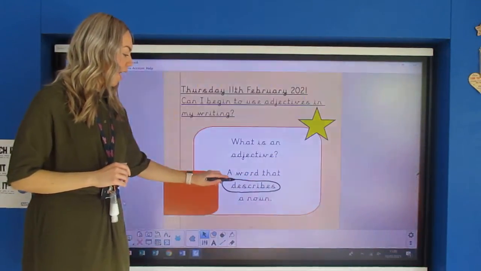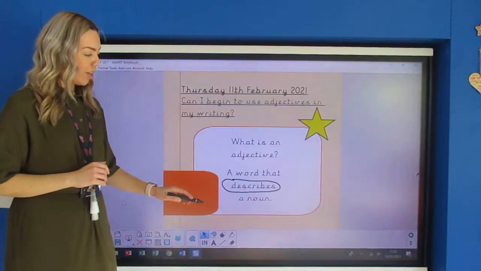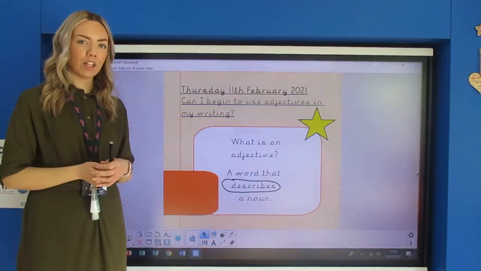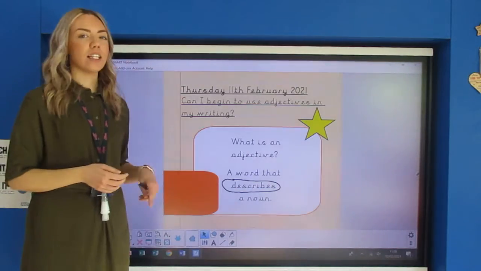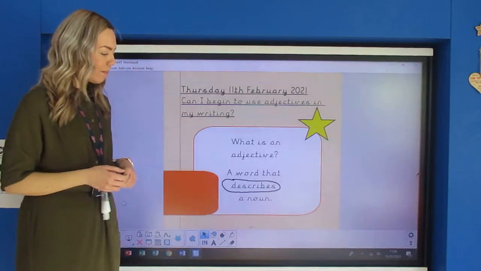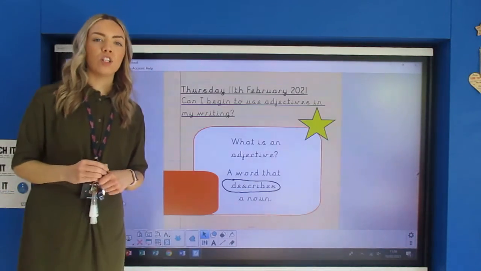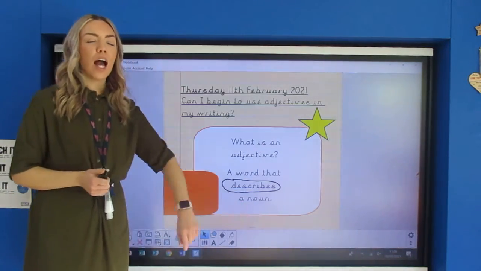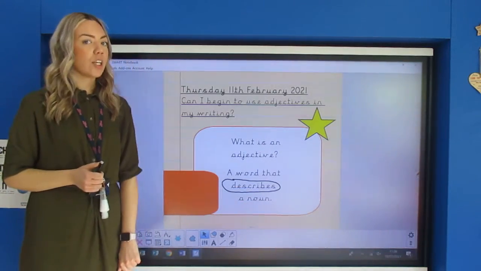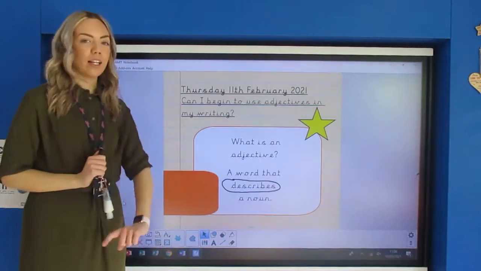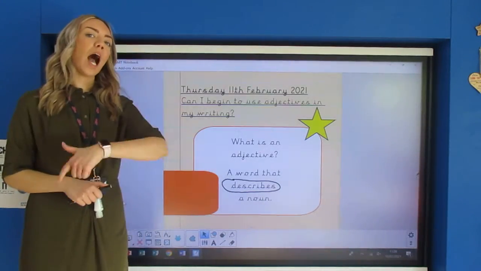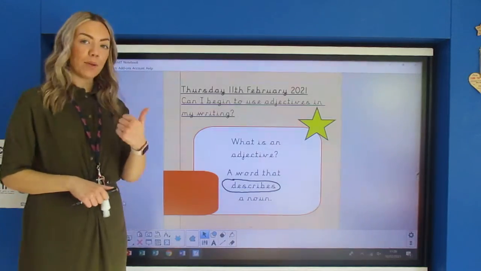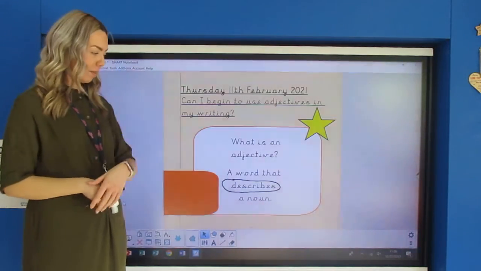It describes a noun. So when we are describing, we are giving extra information, aren't we? To make our writing lots more exciting. And we know that when we are using a describing word, we need to describe a noun. And don't forget, a noun is a name, and it's a name of a person, a place, or a thing. Okay? A person, a place, or a thing.